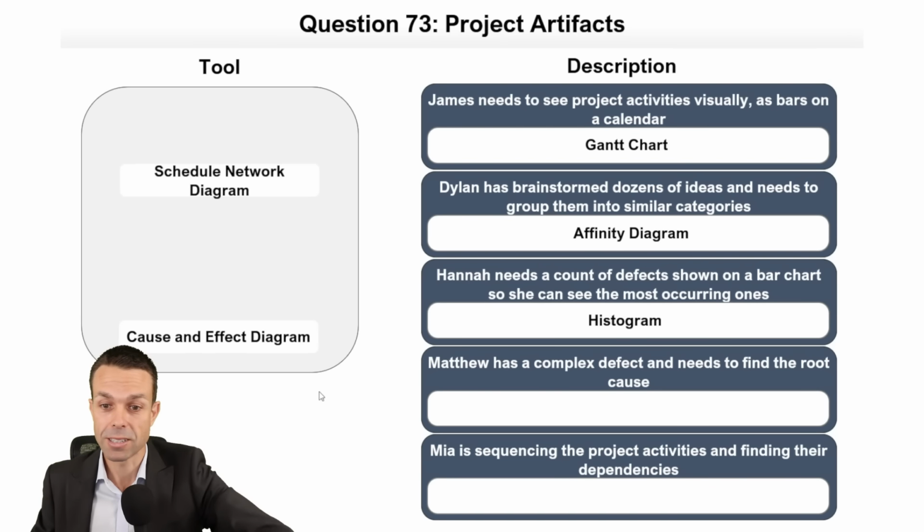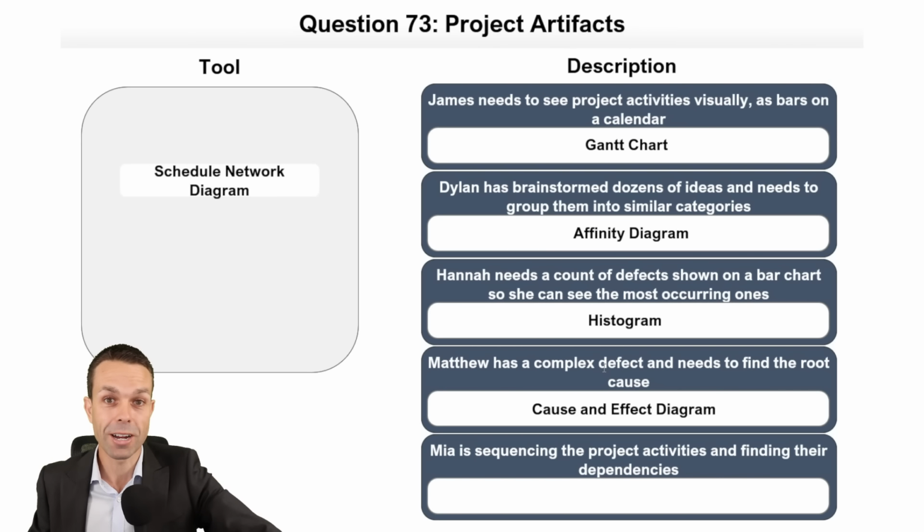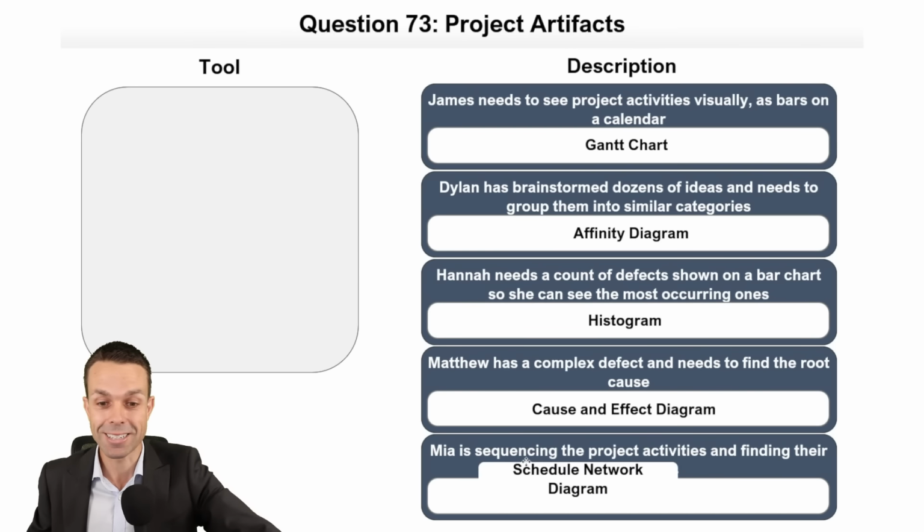Matthew has a complex defect and needs to find the root cause. He's going to use a cause and effect diagram. And what else do we call a cause and effect diagram? It could be a fishbone diagram or an Ishikawa diagram under the name of the person who created it.